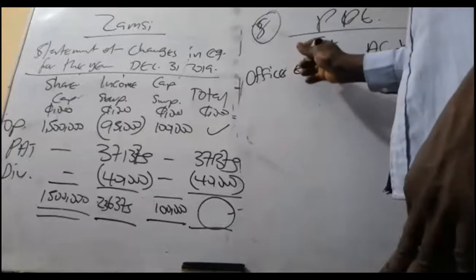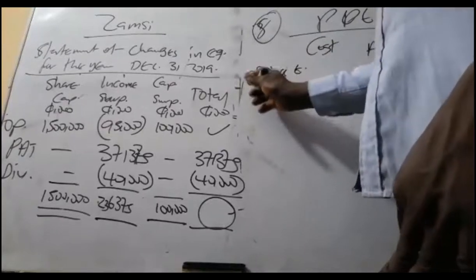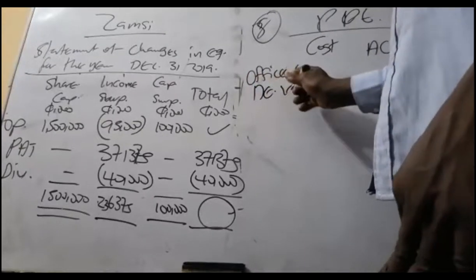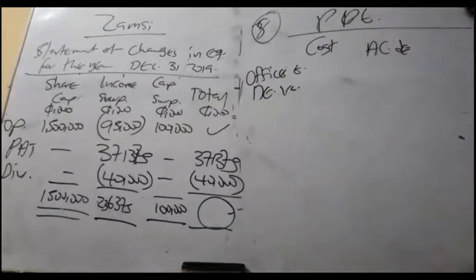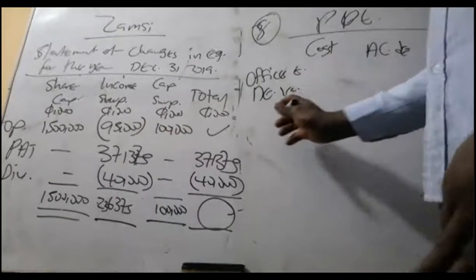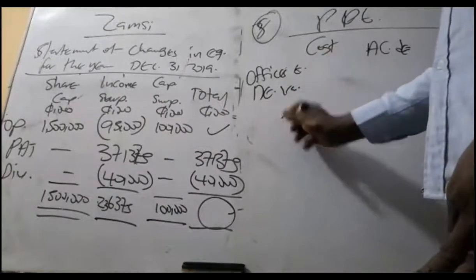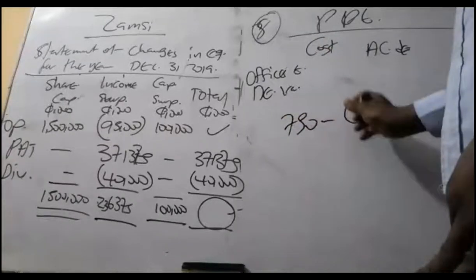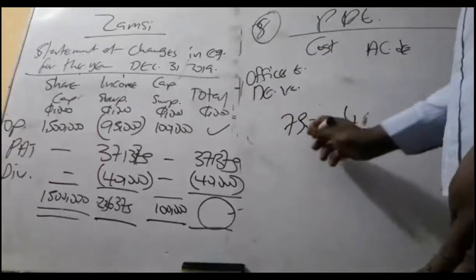Office equipment. Then delivery van. So what's the cost of the remaining? Don't forget that the office equipment was the one with the 750. That is sold 5. So let me do it 745.